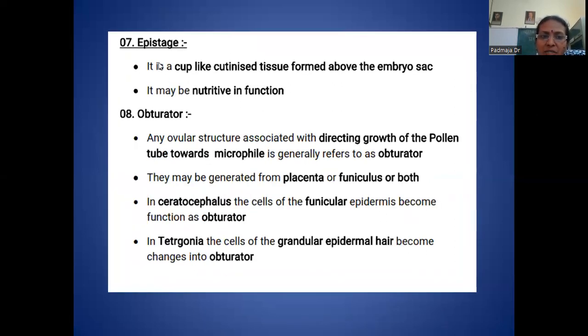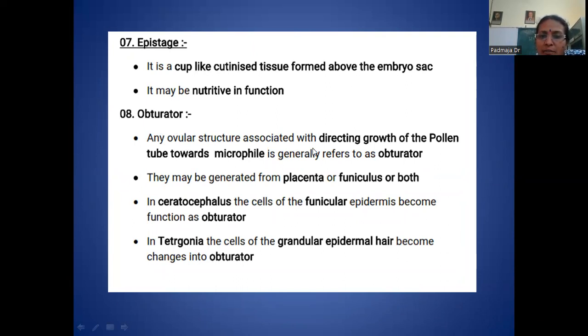And epistase: it is the cup-like cutinous tissue formed above the embryo sac, the structure present above the embryo sac. The structure present below the embryo sac is called the hypostase, and it is nutritive in function. And another one is the operculum.